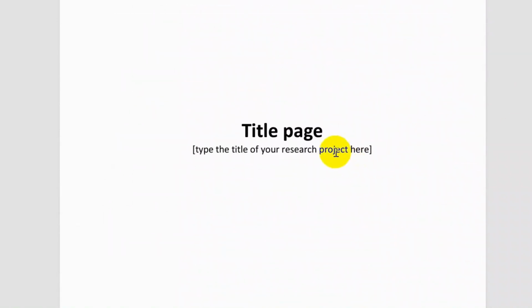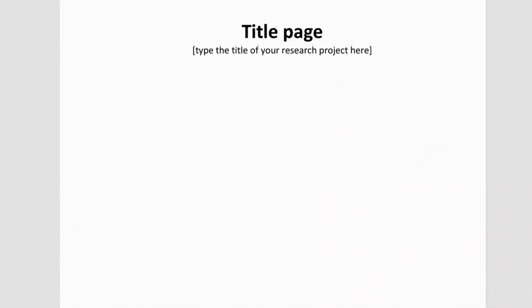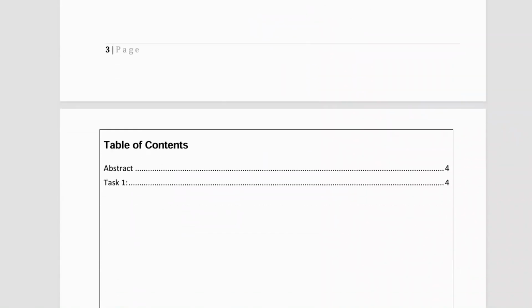Now here you can see this is the title page, or you can also call it a cover page, in which you have to type the title of your own research project over here. And after this, there comes the table of contents. This is where you have to list all the main sections of your project report and their corresponding page numbers.